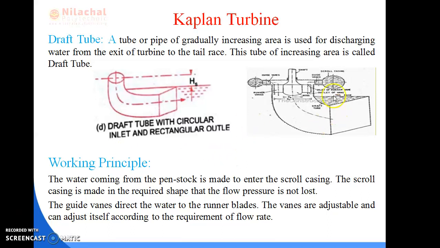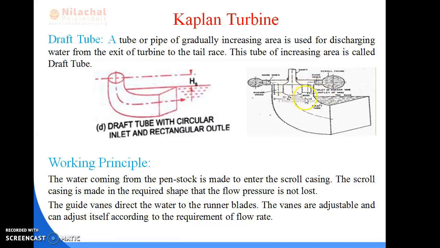As shown in the figure, water enters through the scroll casing, followed by a guide vane. It falls upon the blades mounted upon the boss of the shaft. The water enters in a vertical direction from the inlet to the outlet. The velocity of flow remains constant from inlet to outlet.